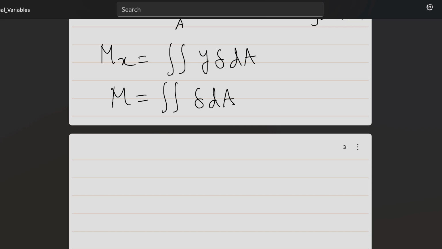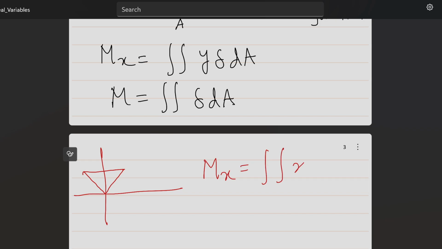What is the region? If I draw this region again, let me use this red color. This is the region, right? So if you see its coordinates, how can I take this integration? That is the main thing. So what is Mx? Mx is the integral of x into delta, and delta is given already: it is y plus 1.